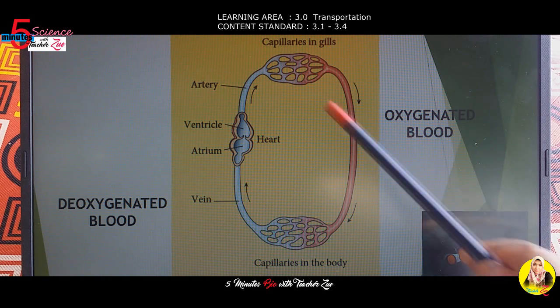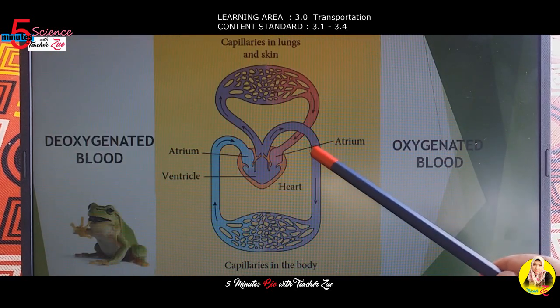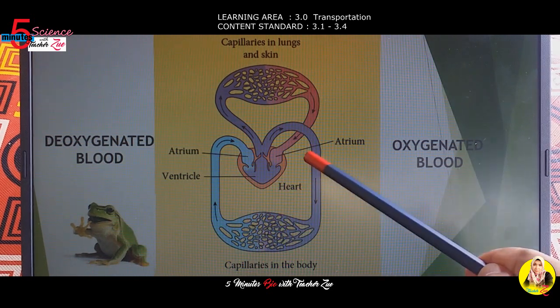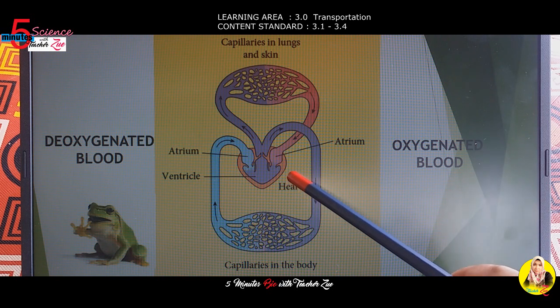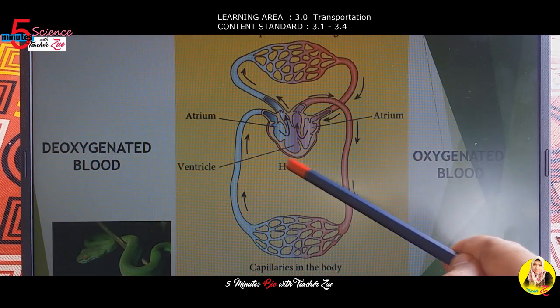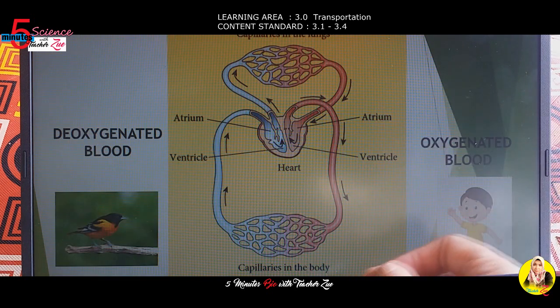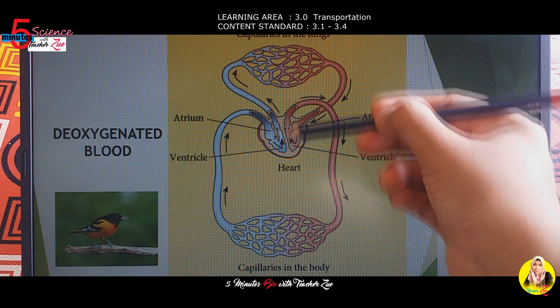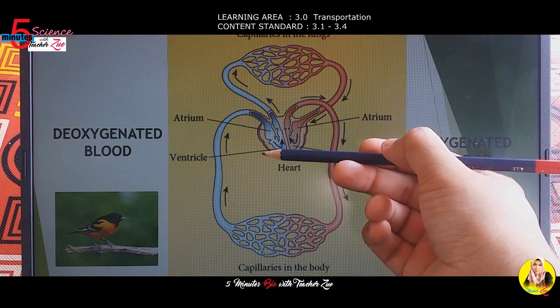Okay, next, the heart of fish doesn't have a septum. The heart of amphibians also doesn't have a septum. The heart of reptiles has a septum but not complete, like this. And for mammals and birds, it has a septum to separate the left side and right side.